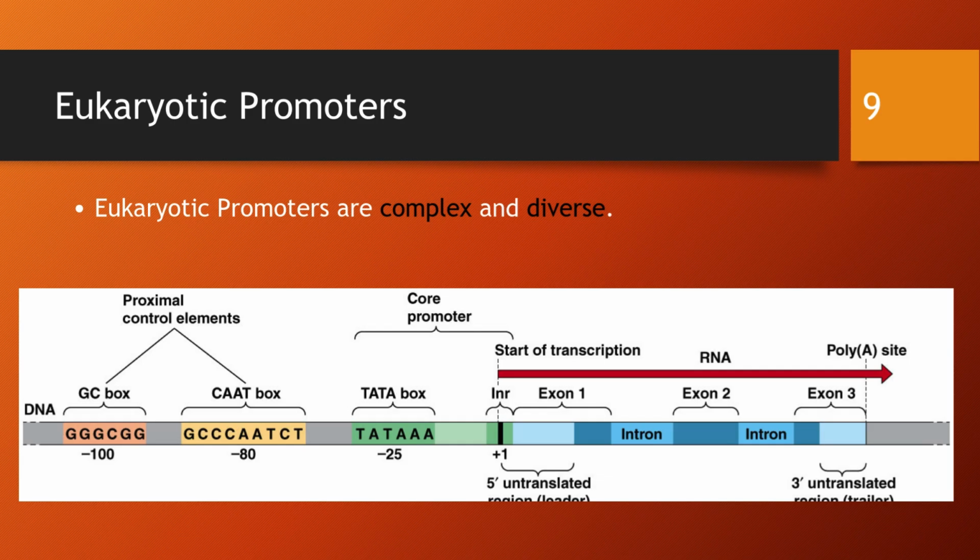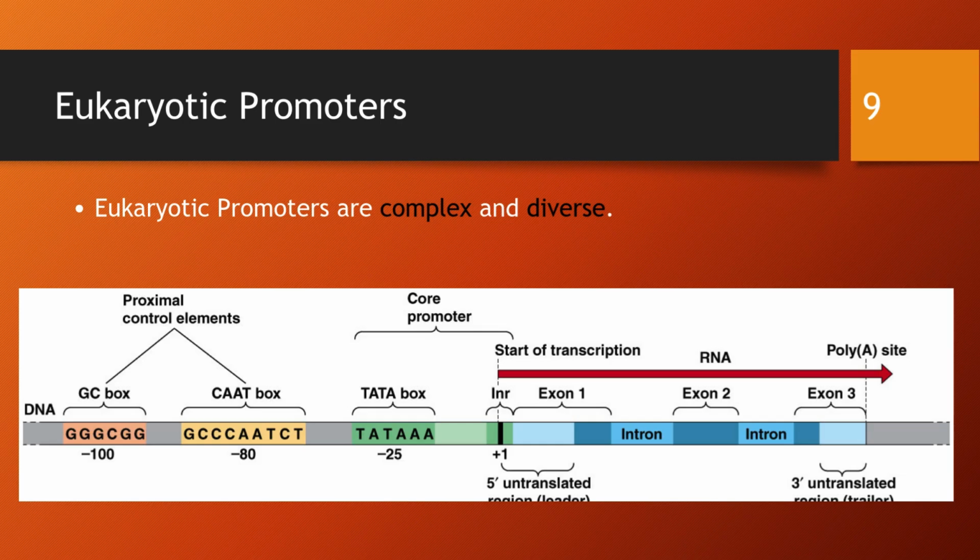In eukaryotes, promoters are more complex and diverse. They often contain a core promoter element like the TATA box located around -25 to -30. Upstream of that, there can be other elements like the GC box or the CAAT box, which are proximal control elements. These sequences are binding sites for various transcription factors that help assemble the transcription machinery.